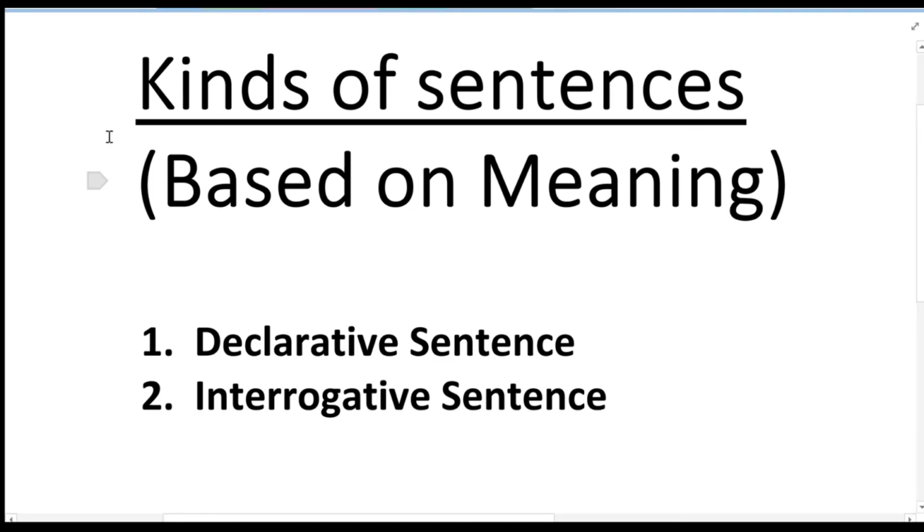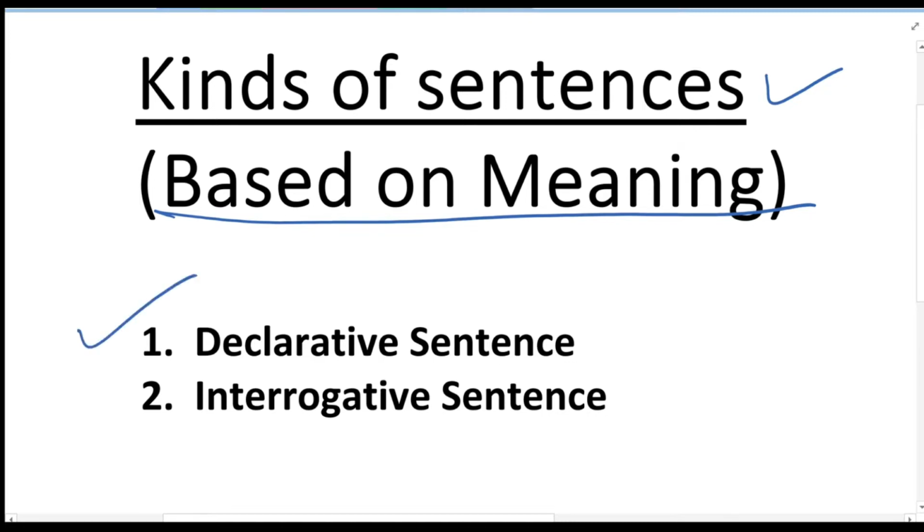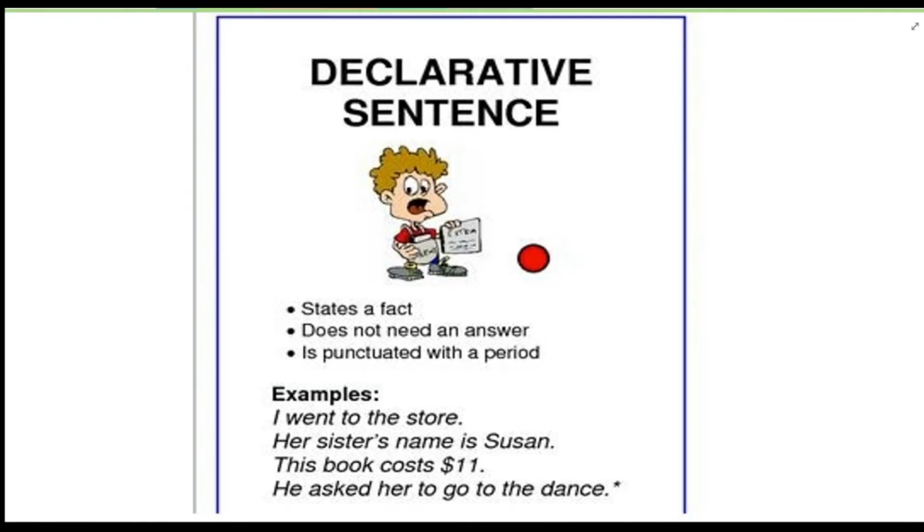Hi students, today we are going to talk about kinds of sentences which are based on meaning. So in this lecture we are going to just talk about first is declarative sentence and second is interrogative sentence. So let's start with declarative sentence.